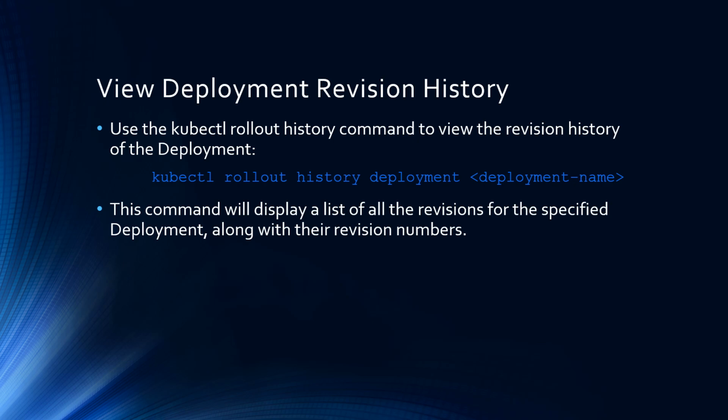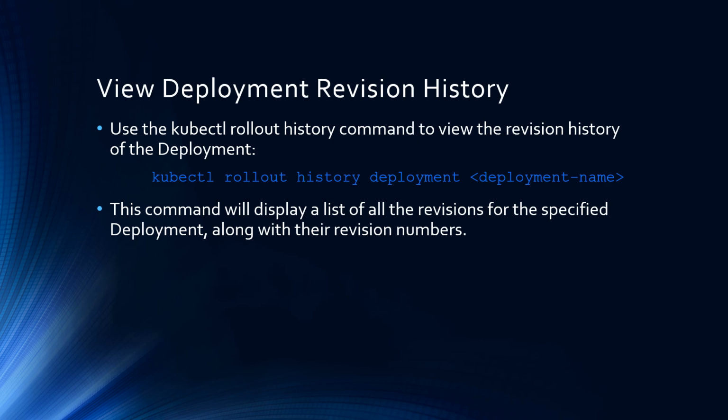Let me share a practical tip. While it might be tempting to set a high number of revisions, consider the resource implications. Each revision consumes some etcd storage, so you need to balance the ability to roll back to older versions against resource usage. A key point to remember is that the revision history doesn't just show you the version numbers, it also includes change cause annotations if you set them.